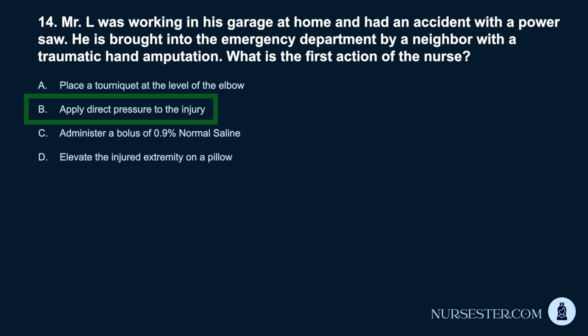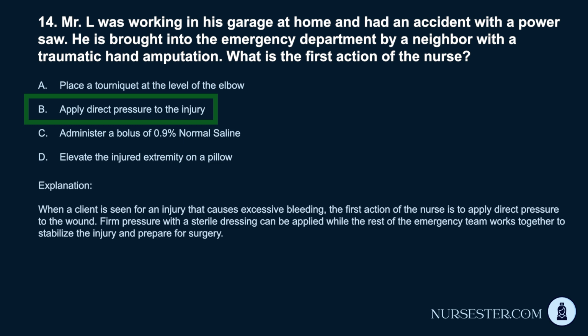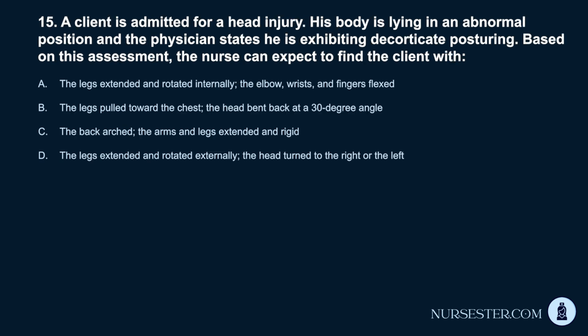Correct answer: B. Apply direct pressure to the injury. When a client is seen for an injury that causes excessive bleeding, the first action of the nurse is to apply direct pressure to the wound. Firm pressure with a sterile dressing can be applied while the rest of the emergency team works together to stabilize the injury and prepare for surgery.